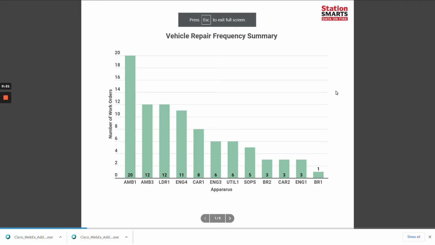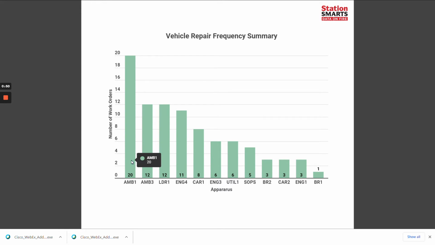So this is your basic vehicle repair frequency chart. We list the apparatus and the number of repairs for that particular vehicle. This chart is a little different because we listed the number of work orders, our closed work orders. And that's because some stations, when an apparatus comes in for service, has more than one work order associated with it. So ambulance 1 here, which has 20 work orders, may only have been in for repairs half of that, or 10 times.